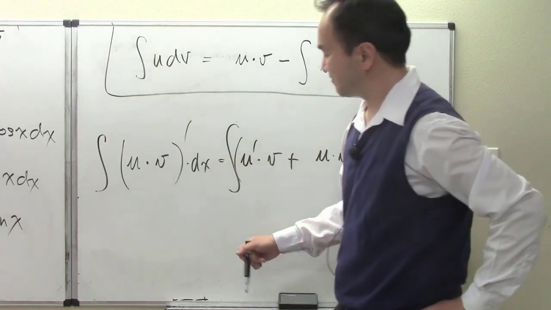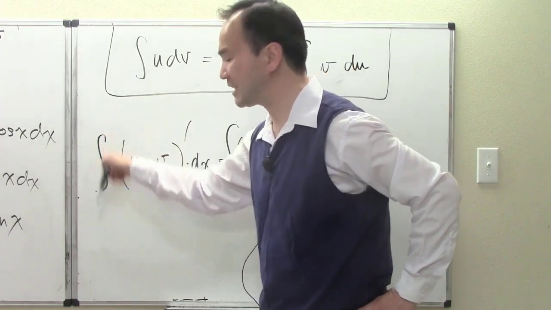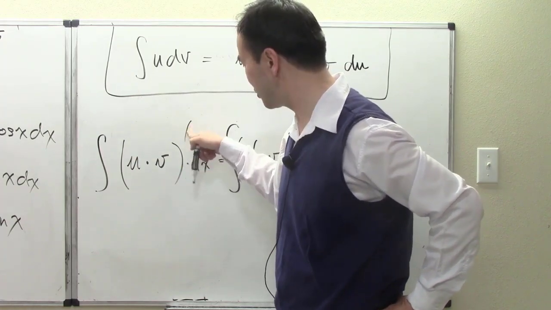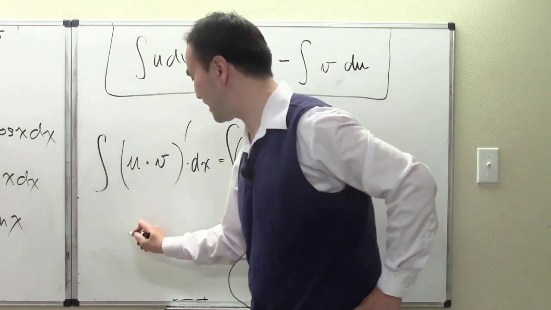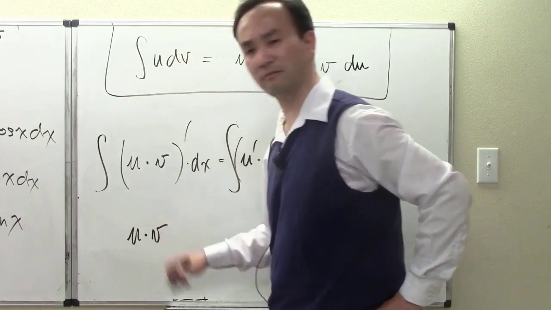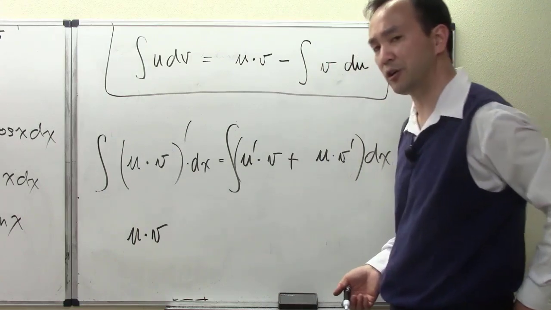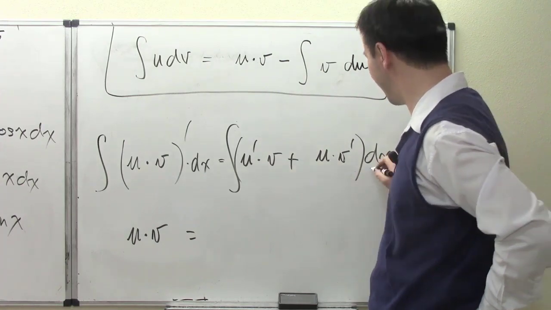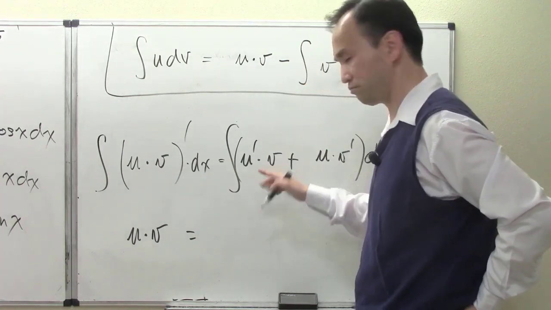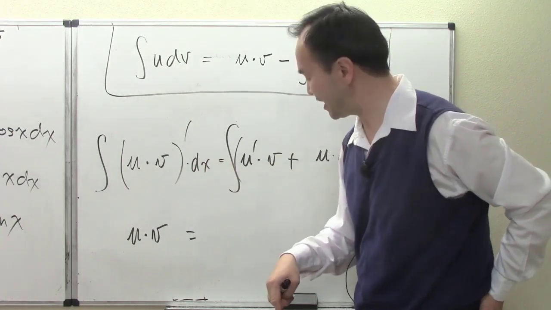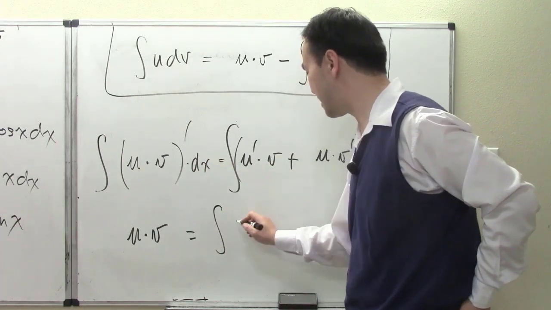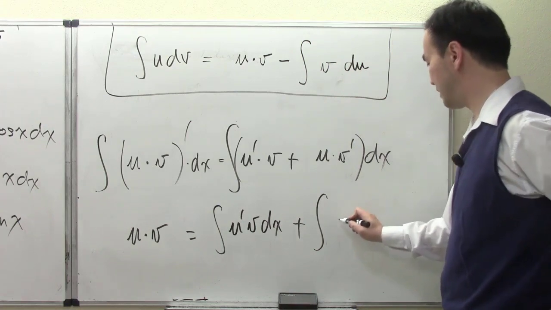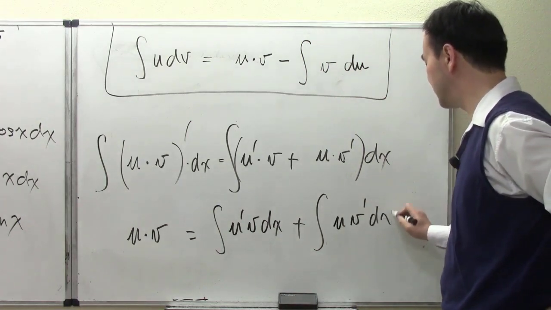Now, on this left-hand side, if we take the antiderivative of that derivative with respect to x, and this derivative is the derivative of the product, then don't we simply get u times v? Nothing fancy, just u times v. The right-hand side has two terms, so I can break that up using the sum rule of taking the indefinite integral: the integral of u prime v dx plus a separate integral of u v prime dx.